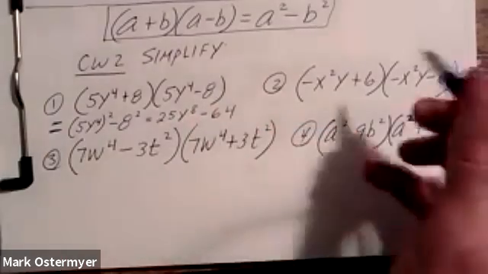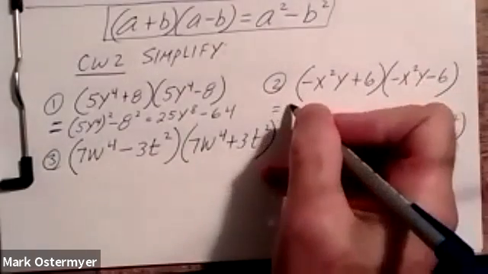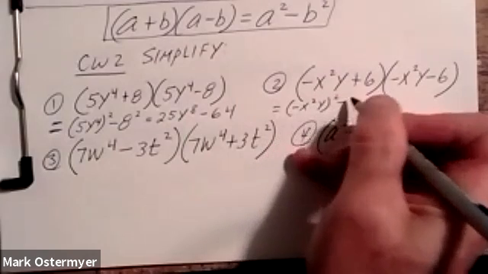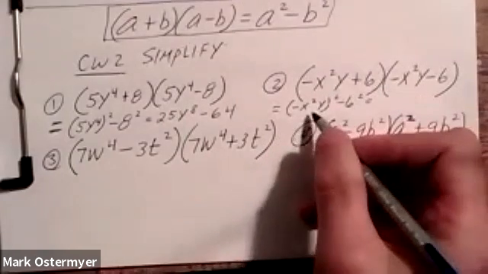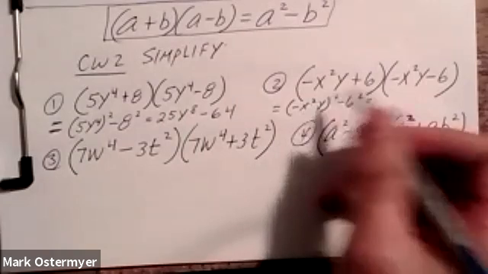This one here, same thing. These are conjugates, so we would just square the first term minus square the second term. And so when we square the first term, a negative squared, when you square a negative, it's going to be a positive. And x squared is x to the 4th.